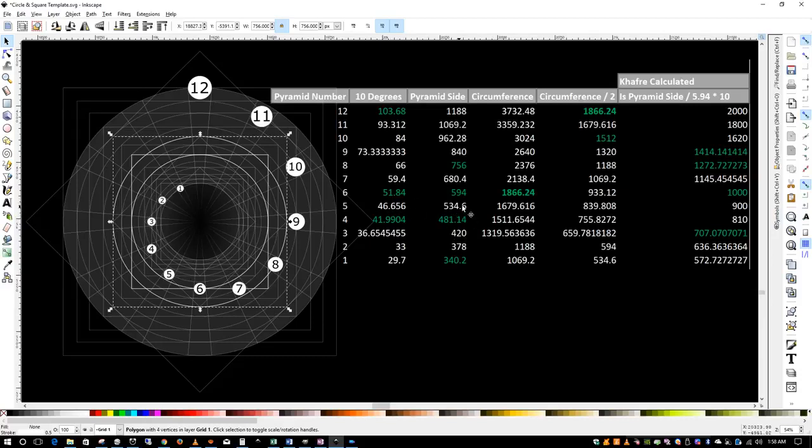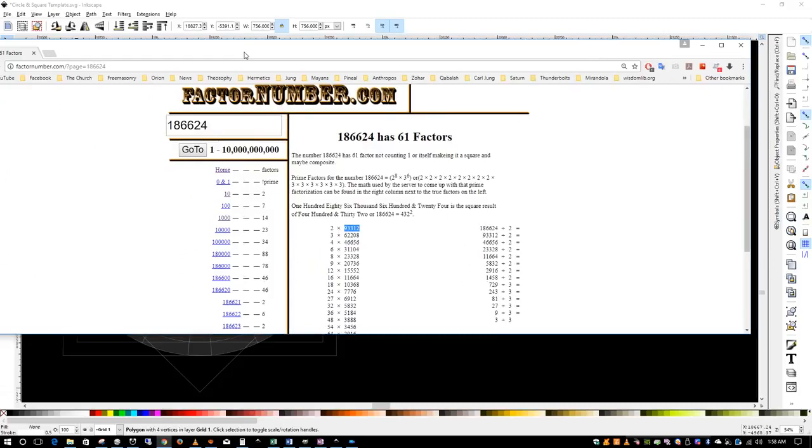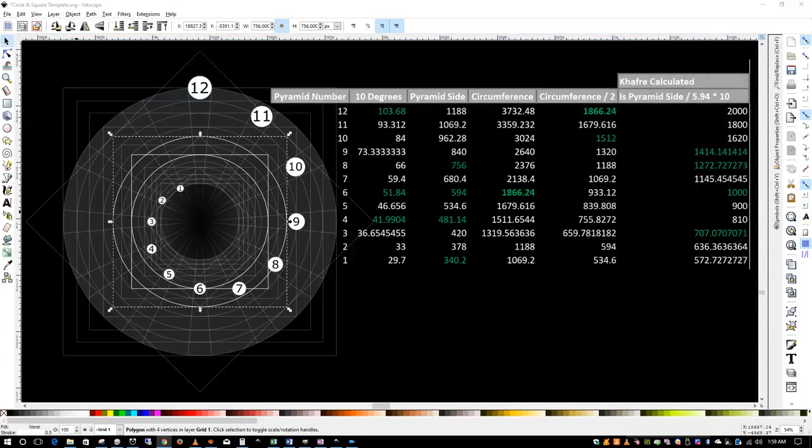Number 5 here is the 534.6, which is actually 756 divided by the square root of 2, so it's in between the 378, which is half of 756. And if you notice the number here that we have for 10 degrees, 46656, is in our list of factors for the 186624.